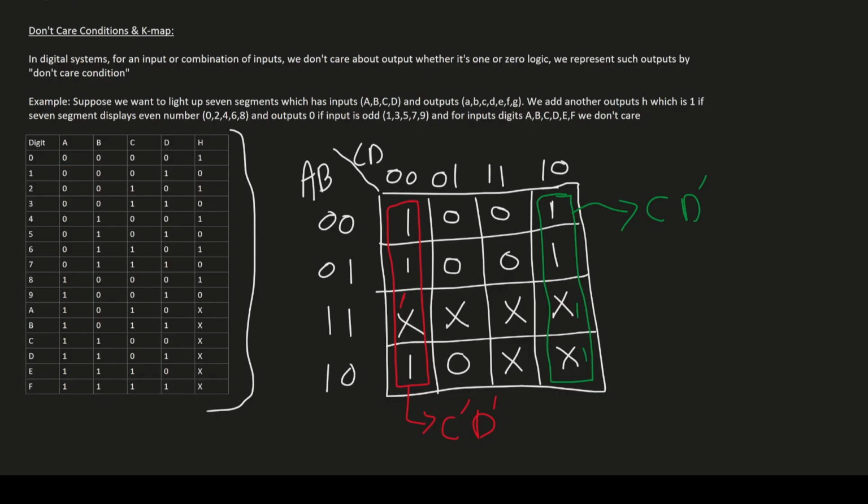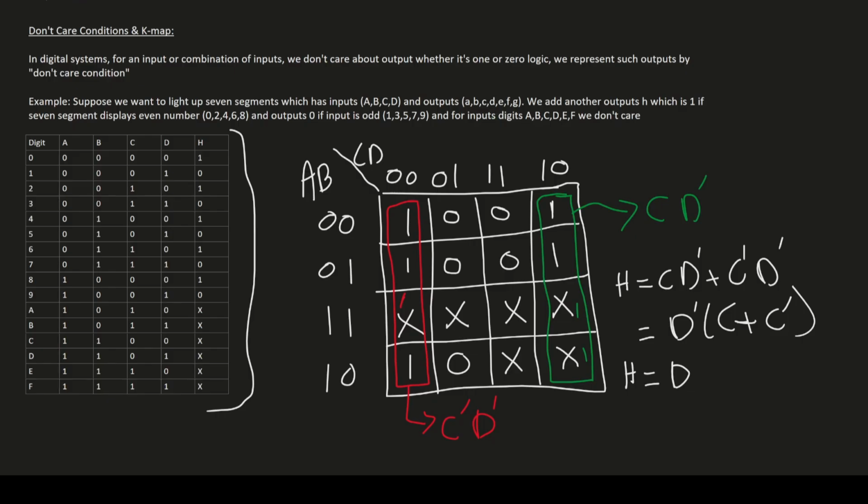So now the output H, or the Boolean expression, will be CD prime plus C prime D prime, which is further equal to, if we take D prime, C plus C prime, and C plus C prime is 1, so we'll have H equal D prime, which is true. If we look at H here, it's the total opposite, or the inverter, of D. When D is 0, H is 1. When D is 1, H is 0, and so forth.